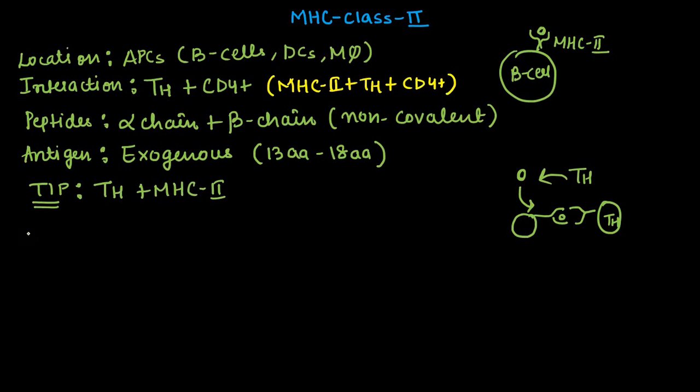If we talk about the antigen binding domain in case of class 2, it will be indicated in the form of an alpha 1 and beta 1 domain. So the antigen binding domain will be there in between the alpha 1 and beta 1. When we see the picture, then you will get to know what is the meaning of alpha 1 and beta 1 domain.